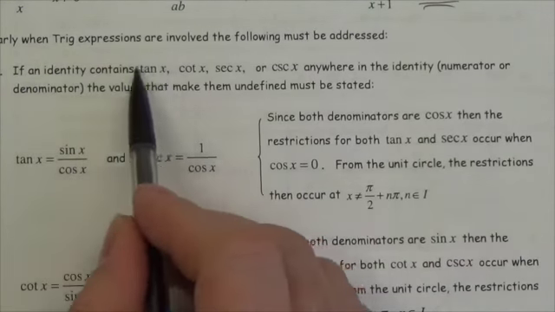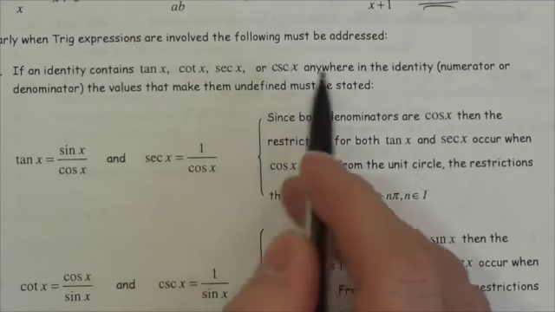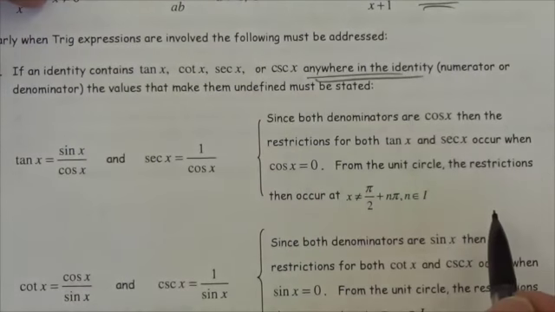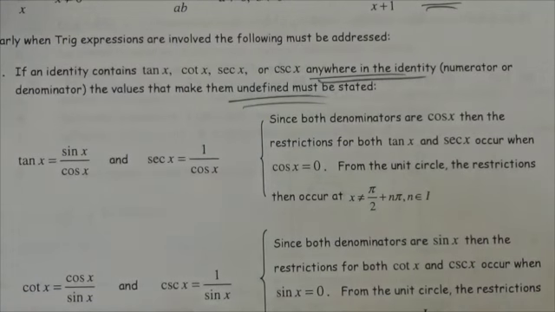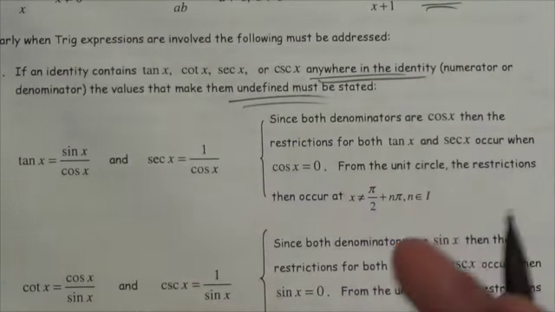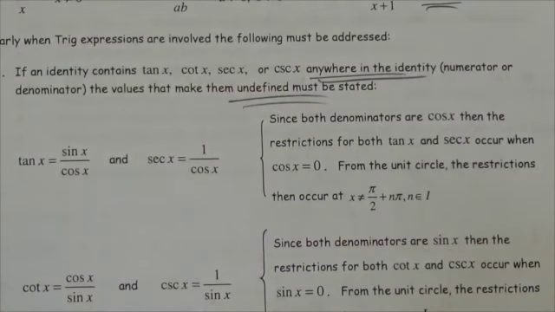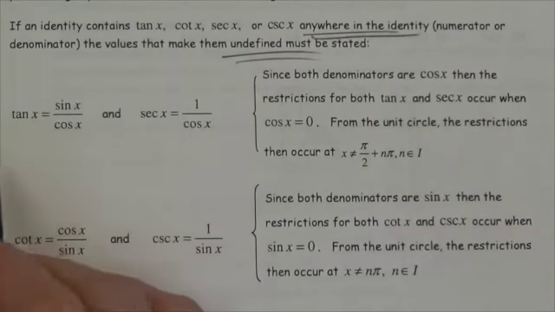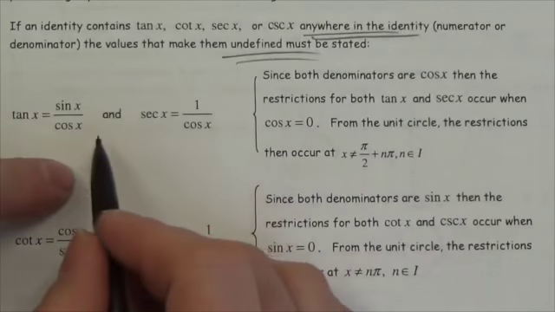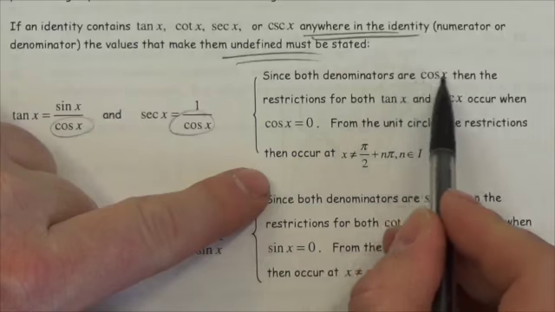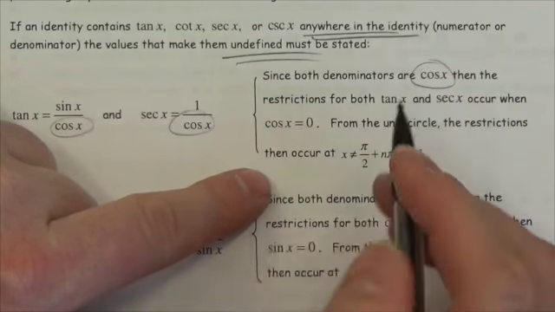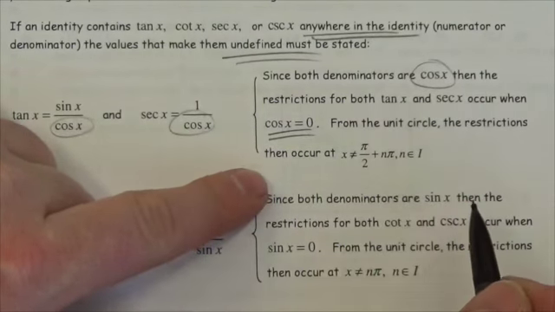Okay? If an identity contains tangent, cotangent, secant, or cosecant anywhere in the identity, then there's going to be some undefined values here, because each of those has in itself a denominator. So here's an example right here. Tangent or secant, okay, because in both cases here, cosine's in the denominator. Since both denominators are cosine x, they have restrictions when cosine goes to 0.